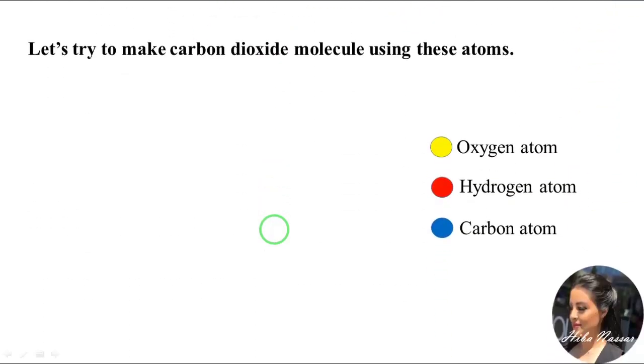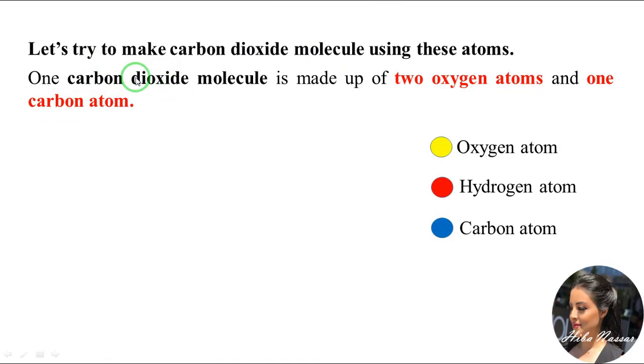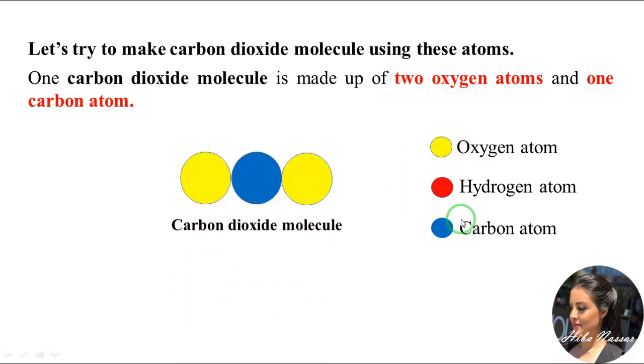And finally, let's try to make carbon dioxide molecule using these atoms, knowing that one carbon dioxide molecule is made up of two oxygen atoms and one carbon atom. So here we will use two yellow balls with one blue ball in order to construct the carbon dioxide molecule.